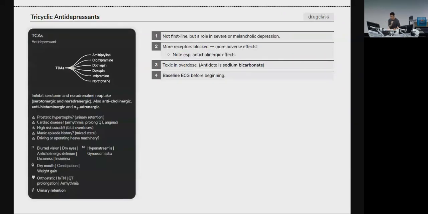The next groups are tricyclic antidepressants. I'm not going to go into this in too much depth, but essentially these include drugs like amitriptyline, clomipramine, dothiepin, doxepin, imipramine, and nortriptyline. As long as you know the class, don't worry too much about the names. These have both the serotonergic and noradrenergic effects, plus anticholinergic, antihistaminergic, and alpha-1 adrenergic effects. And you can rationalize what the additional adverse effects of tricyclics might be based on that information.